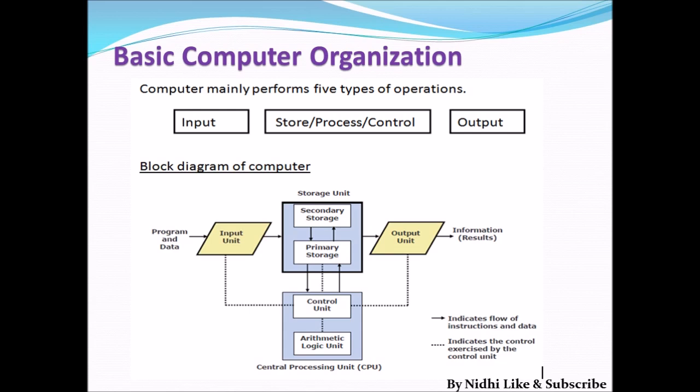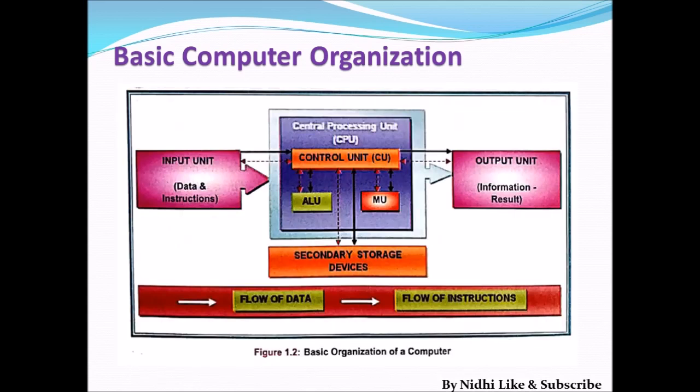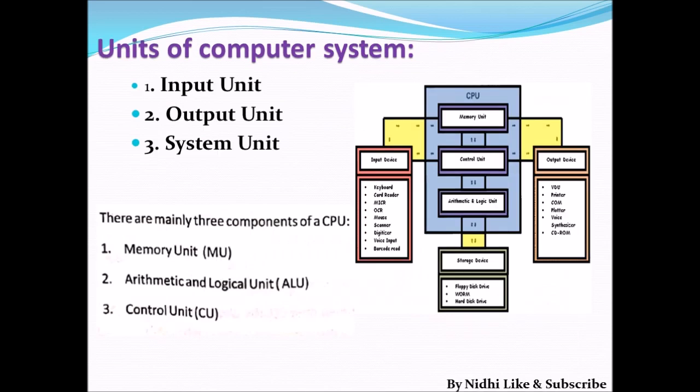So go through this diagram also. It is the same as the previous diagram that we have seen. The CPU is further categorized into three things: the memory unit, with primary memory and secondary memory, then the ALU, arithmetic logical unit, and the control unit. So here also a diagram is given that is depicting the whole block diagram of the computer.